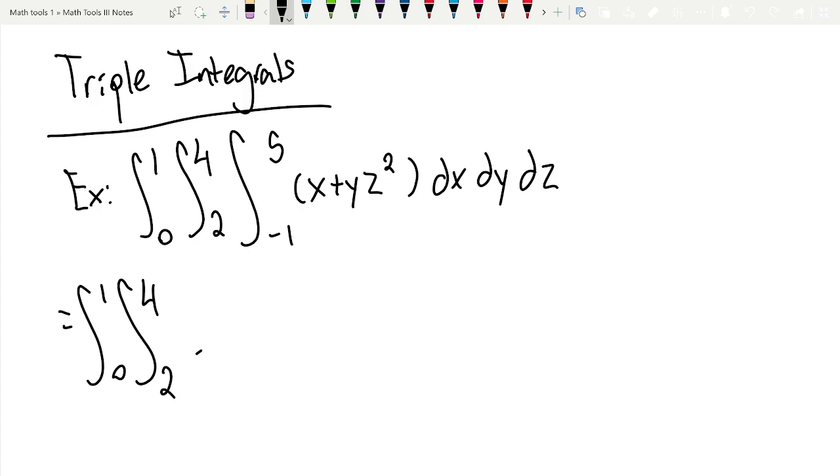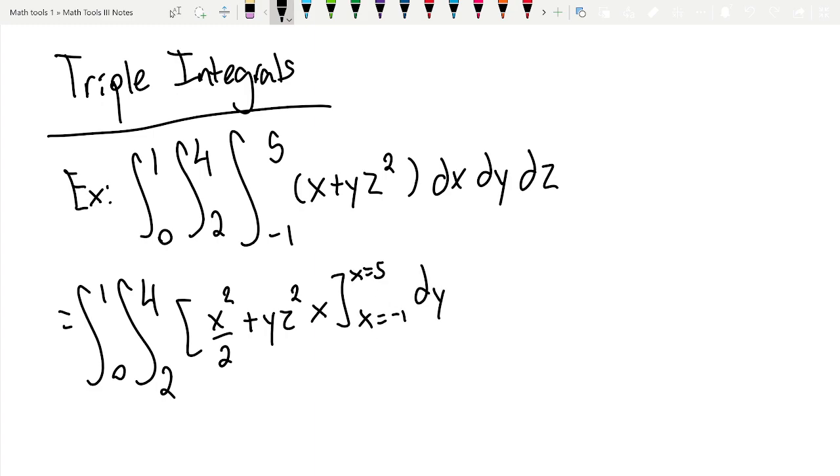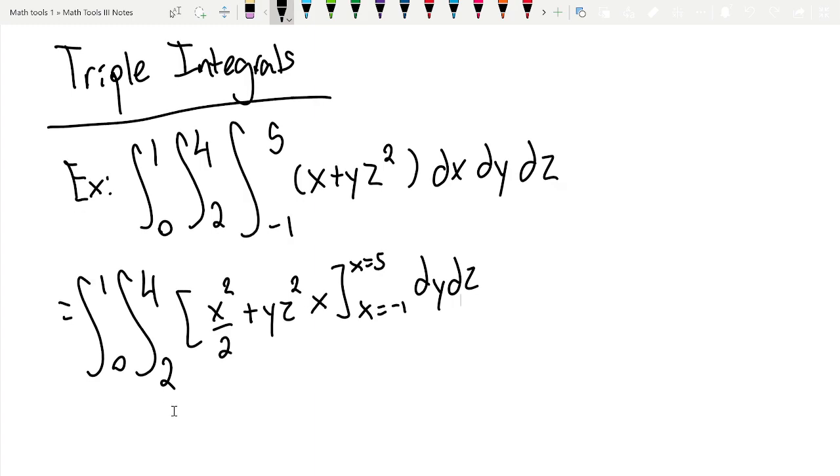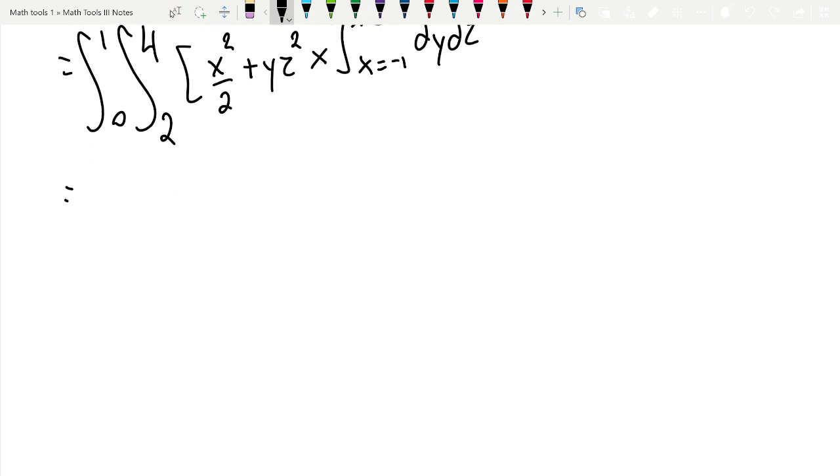Okay, so here when we integrate with respect to x, we're going to get x squared over 2 plus yz squared x, and then we're going from x equals -1 to x equals 5, dy dz. So we'll plug our bounds in.